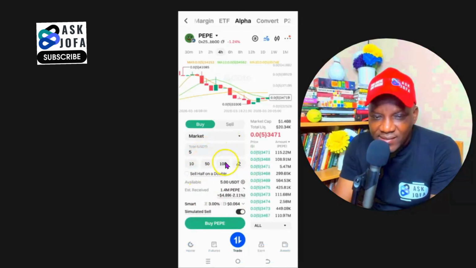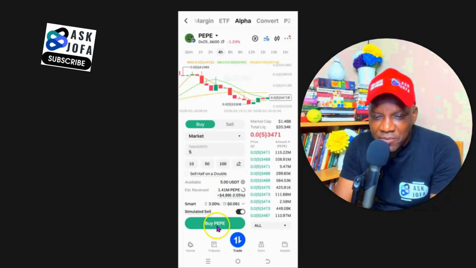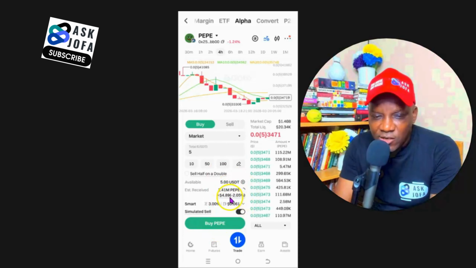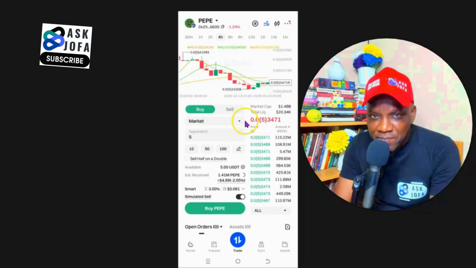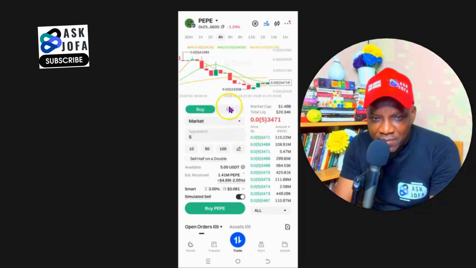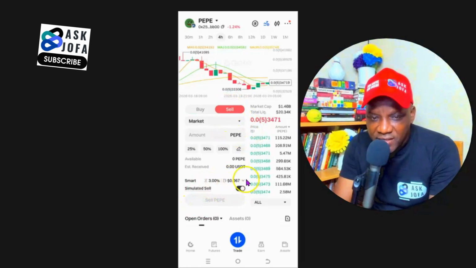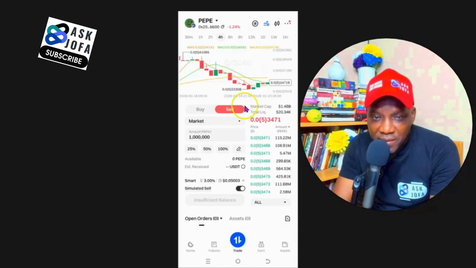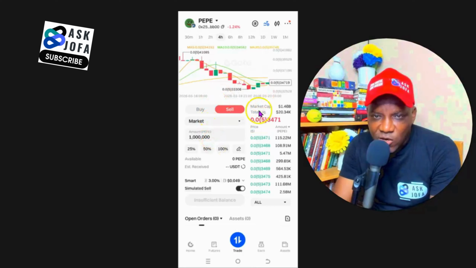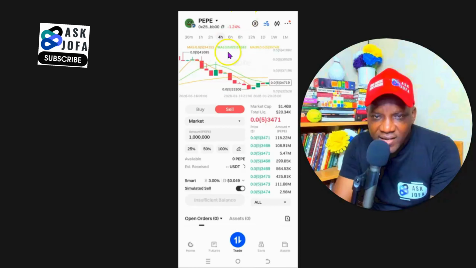So after you must have set your slippage, you just tap buy and you'll be able to purchase your token. The same thing applies when you are selling. You just tap sell. You will set your slippage. That is how you make a purchase or sell your asset using Gate Alpha.